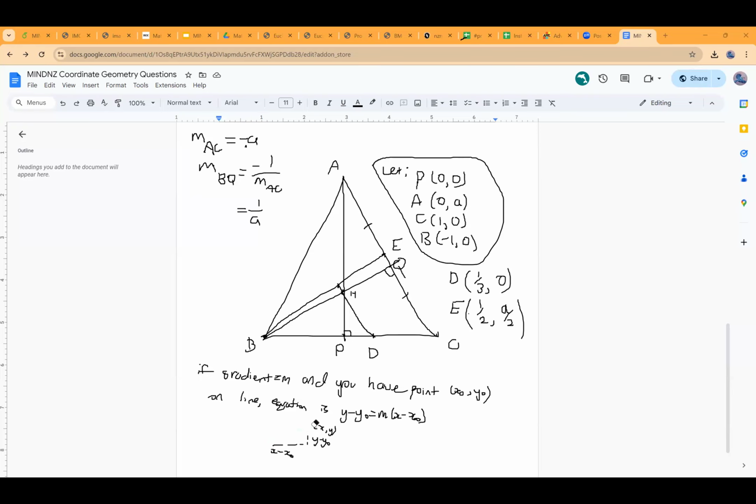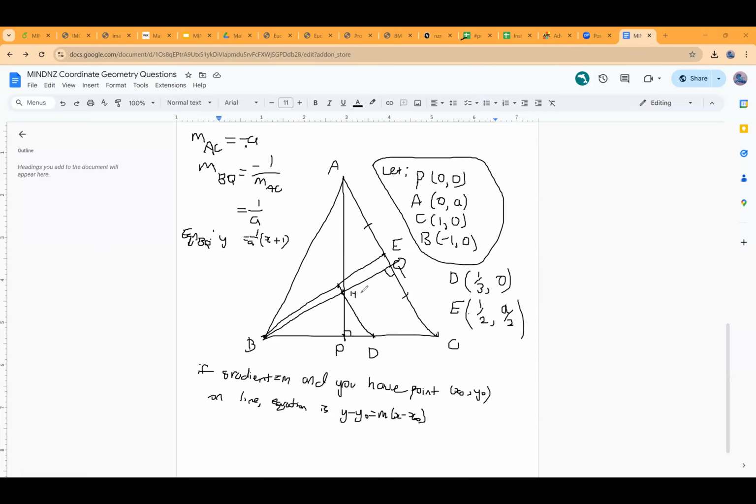Okay, cool. So using this equation, I'll denote the equation of BQ. We're going to use the point B. I'm just going to quickly go through the rest of the proof because we're maybe running out of time. So the equation of the line BQ is y minus the y coordinate of B, which is just 0, equals the gradient times x minus the x coordinate of B, which is x minus -1, which is x plus 1, right? So the equation is literally just y equals 1 over a times x plus 1.